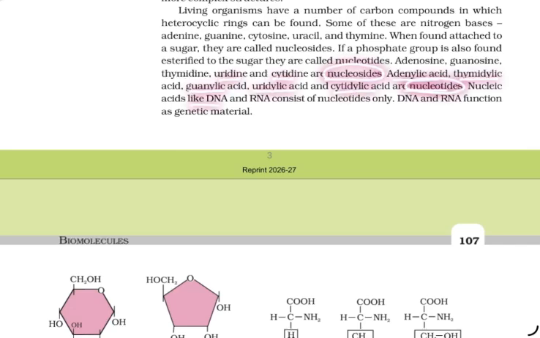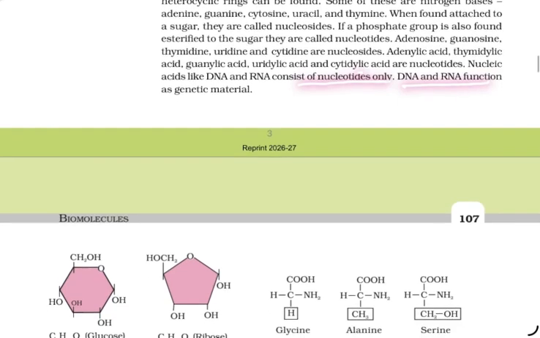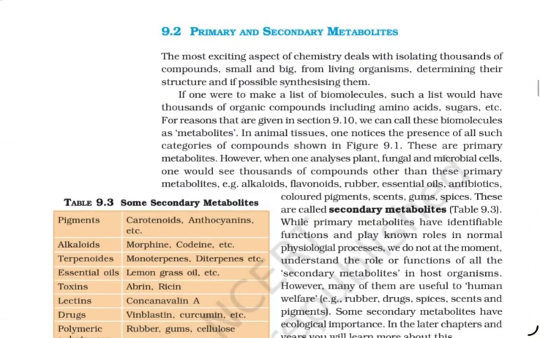Nucleic acids like DNA and RNA consist of nucleotides only. DNA and RNA function as genetic material. Primary and secondary metabolites: one of the most exciting aspects of chemistry deals with isolating thousands of compounds, small and big, from a living organism, determining their structures, and, where possible, synthesizing them. If one were to make a list of biomolecules, it would have thousands of organic compounds, including amino acids, sugars, etc., as given in sections 9.3 to 9.10.